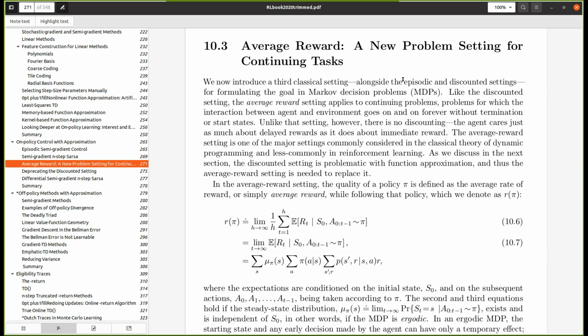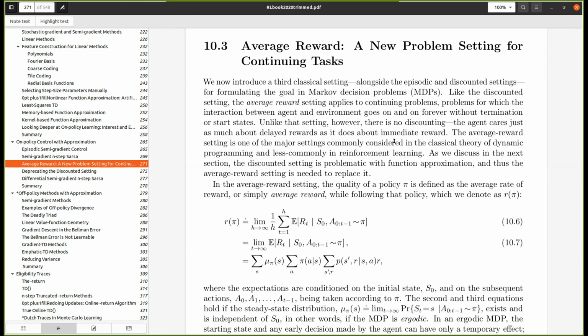So before, we had two problem formulations, episodic and discounted. Both of these formulations are used because we need our values to converge to something. For example, when we have an episodic task, we can design our reward function so that it has some terminal reward, and therefore our value function converges to some stable values. Or we could apply discounting in the continuing case, and that also allowed us to converge.